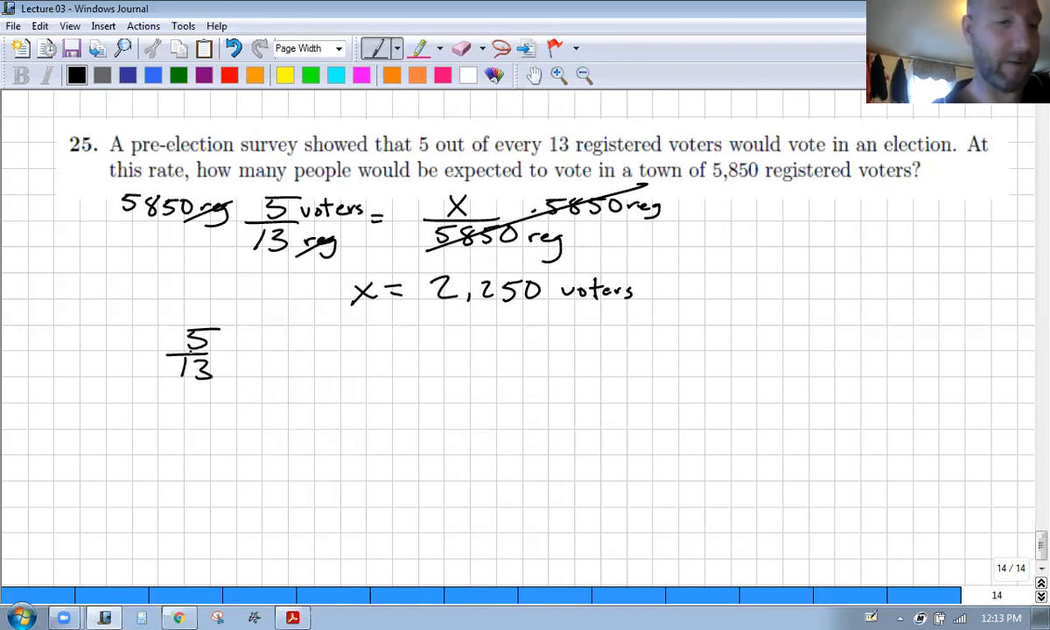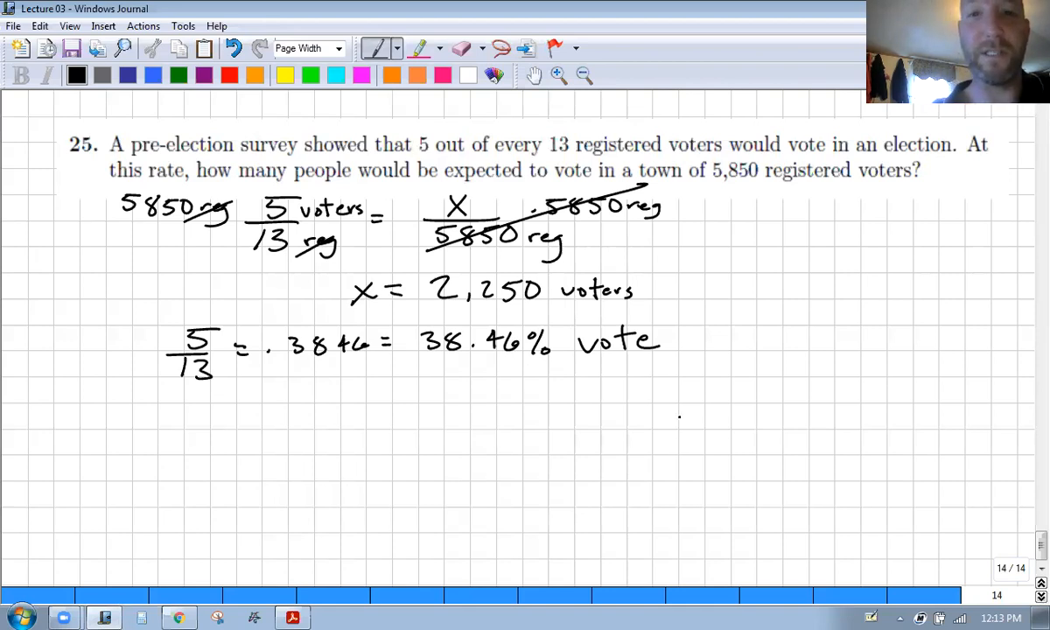All right, we take 5 divided by 13. This is 0.3846, or 38.46% vote. That's the percentage that actually vote, 5 out of 13.